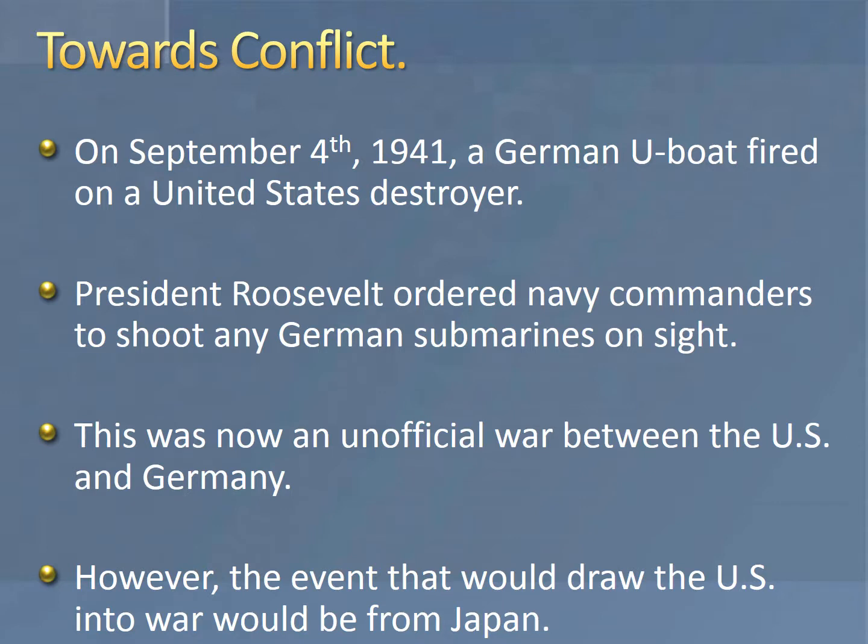On September 4th, 1941, a German U-boat fired on a United States destroyer. After this, President Roosevelt orders Navy commanders to shoot any German submarines on sight. So this is now kind of an unofficial war between the U.S. and Germany. Even though we didn't officially declare war on Germany, Roosevelt tells people, if you see a German submarine, you don't wait, just open fire. But this will not be the main event that brings the United States into the war. That will come from another country, and some of you may know about Pearl Harbor, so we'll talk about that in our next lesson. The event that draws the U.S. into the war officially will be from Japan.